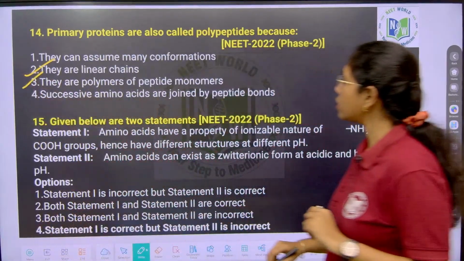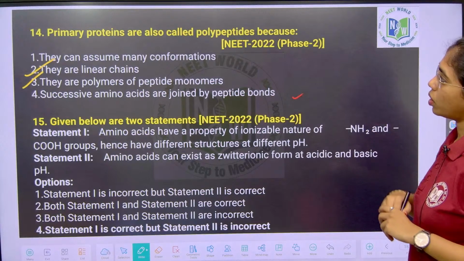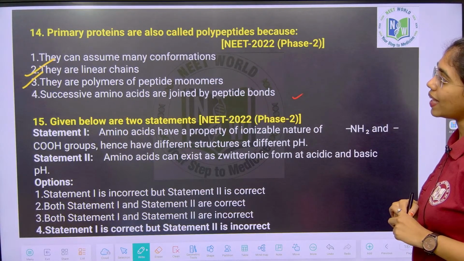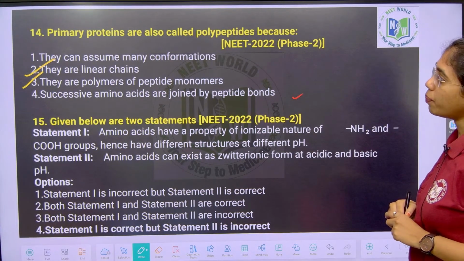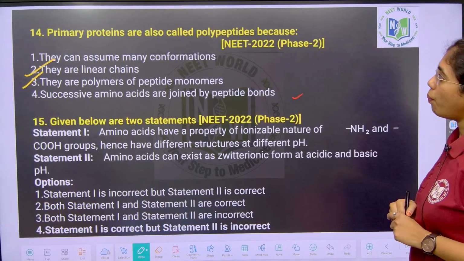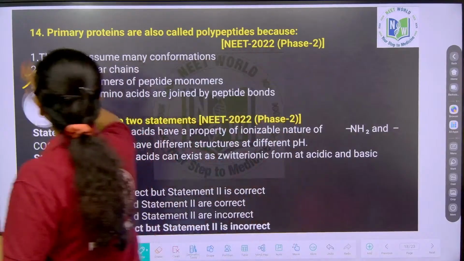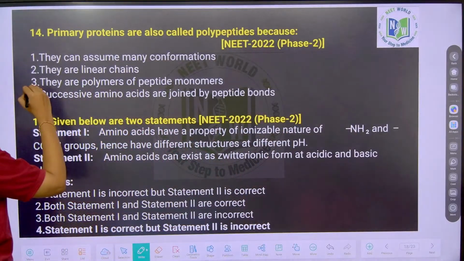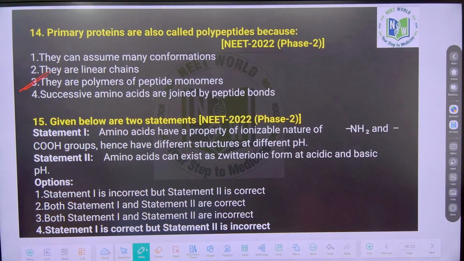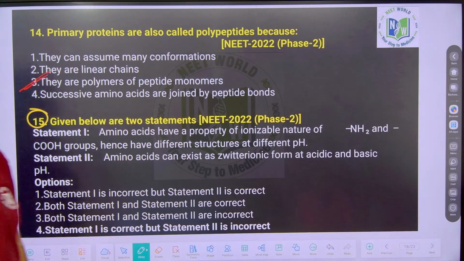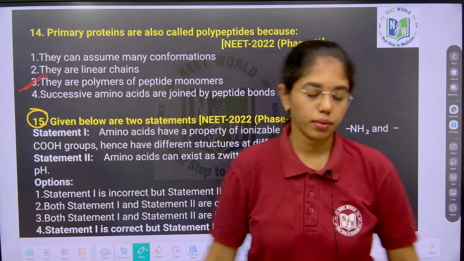Successive amino acids are joined by peptide bonds. But they are asking you for the exact reasons. Primary proteins are also called polypeptides because they are the polymers of peptide monomers. The right answer will be option 3. It should explain the statement. Next, 15th question. You said it right, no?